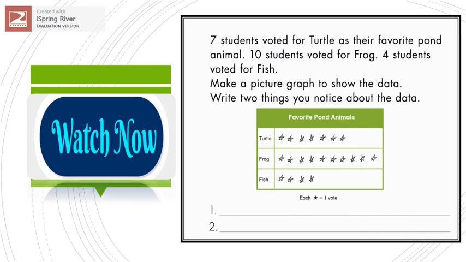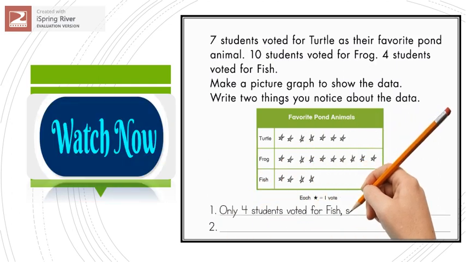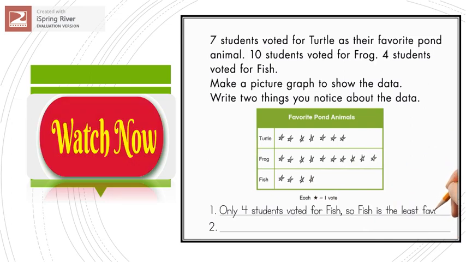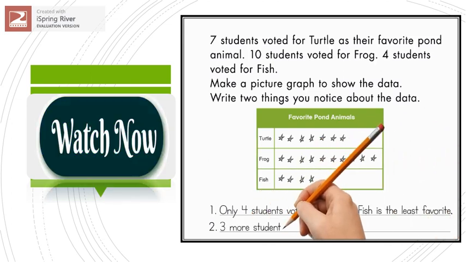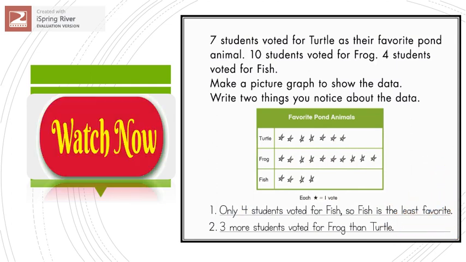Listen and look for other students who use specific numbers when explaining what they notice about the data. Students may describe how they know which pond animal is the student's most favorite or least favorite, or they may compare the number of symbols to make comparisons. These students are developing an understanding that picture graphs are useful tools for comparing data and drawing conclusions.